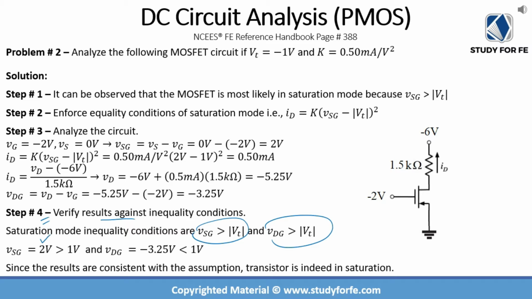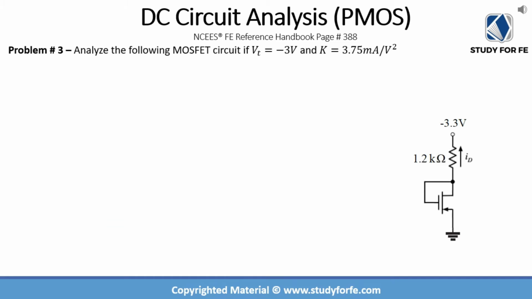Okay, so VSG is equal to 2 volts, it must be greater than 1 volt, which is true. And VDG is equal to minus 3.25 volts. It had to be less than 1 volt, which is true. So our results are consistent with assumptions, and the transistor is indeed operating in the saturation mode, and we can take all of these results at face value. I'd like you to stop this lecture and compare problem number 2 of this lecture with problem number 2 of NMOS additional practice problems. In problem number 3, we are being asked to analyze the MOSFET circuit.